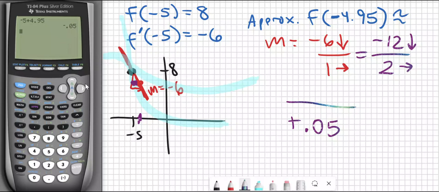Or if you're picturing them on a graph, which is why the picture is always helpful, it's 0.05 in the positive direction, right? You're getting closer to 0. It's to the right of this. All right, so if we go over 0.05 instead of 1 whole unit, then our slope, we should go down, right? It's negative 6 for every 1. So we should go down negative 6 times that amount. So negative 0.3.